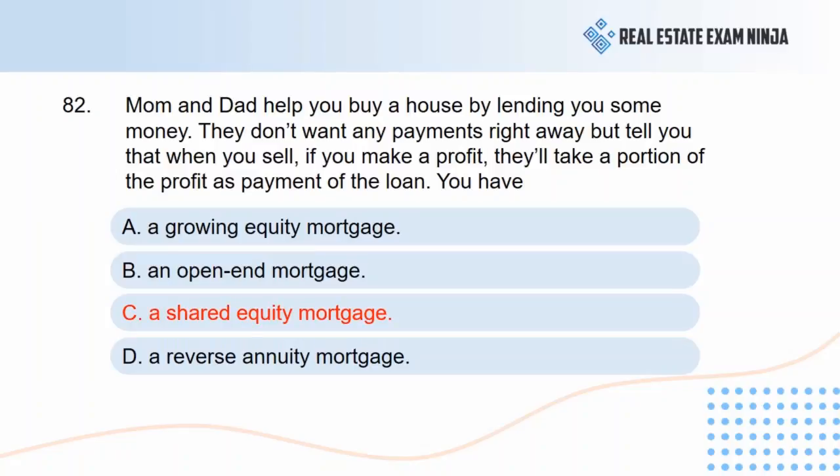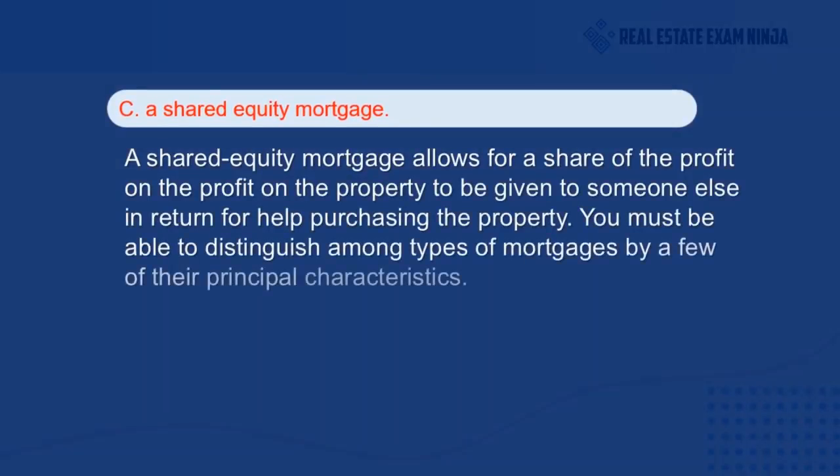The correct answer is C. A shared equity mortgage allows for a share of the profit on the property to be given to someone else in return for help purchasing the property. You must be able to distinguish among types of mortgages by a few of their principal characteristics.